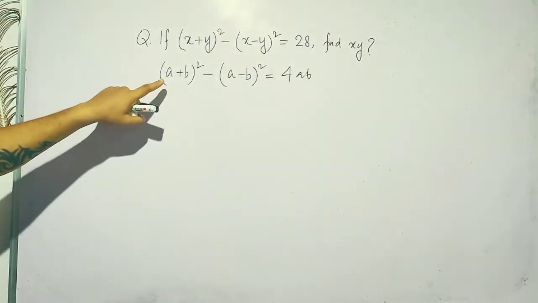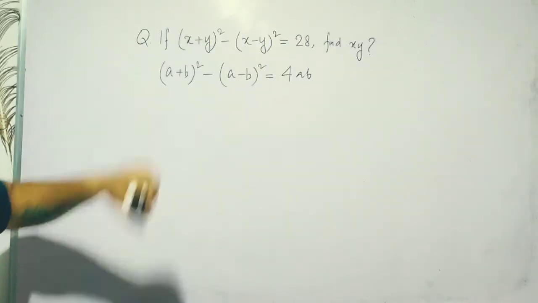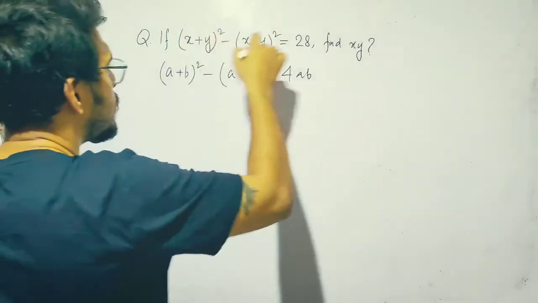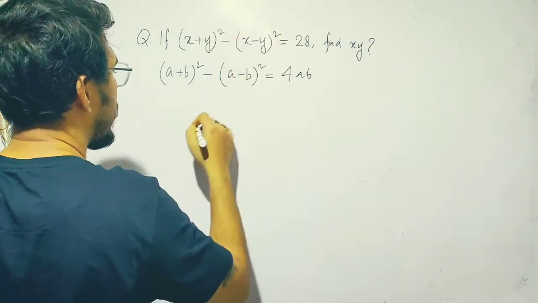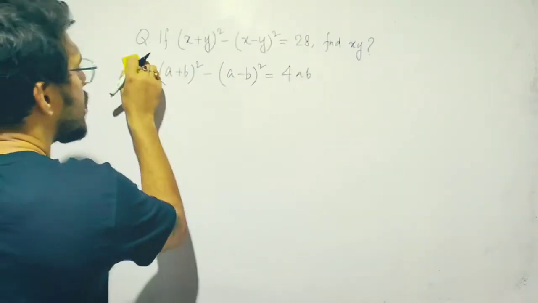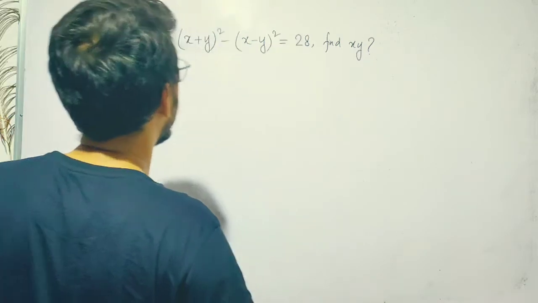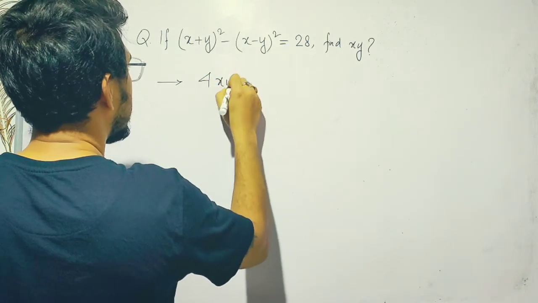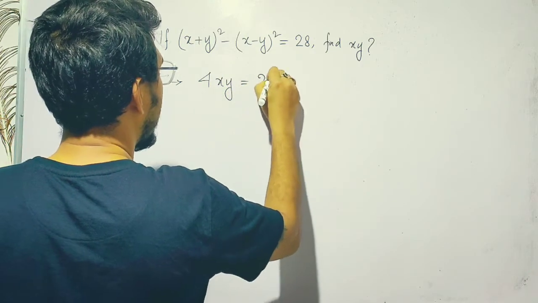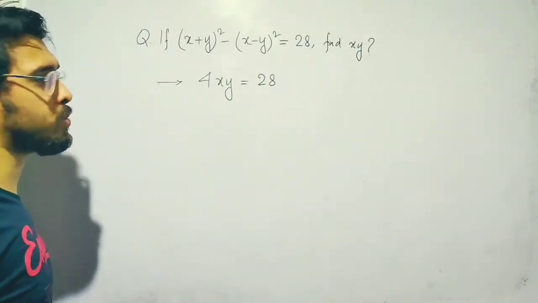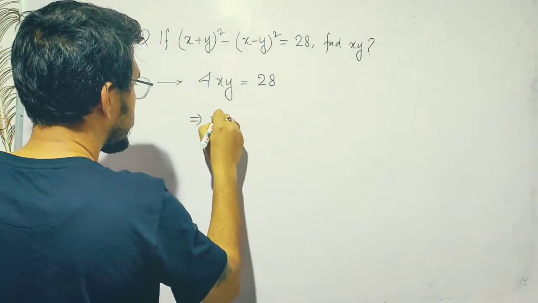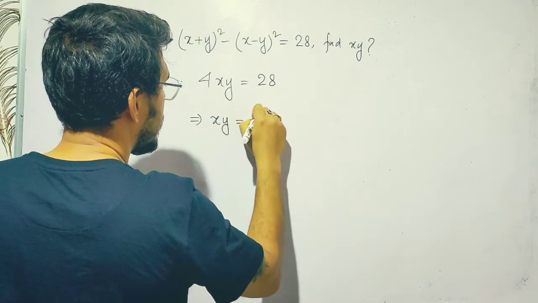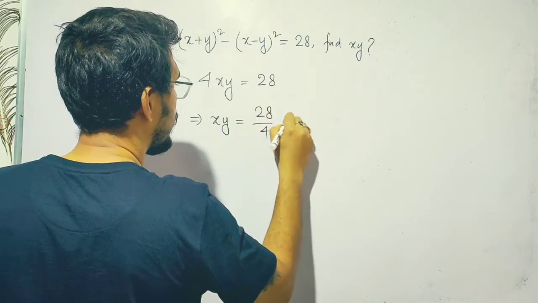So if I replace a with x and b with y, the result of this formula should be 4xy, isn't it? So now just replace that with 4xy. It's a one-liner. 4xy gives us 28. Now they are asking to find xy. So xy is 28 over 4, which is 7.